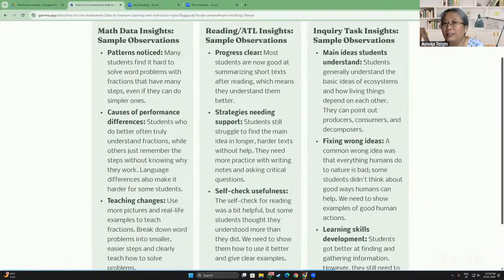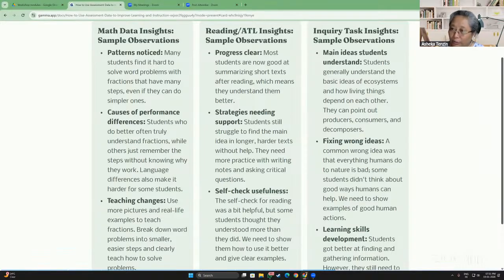Okay. The second one was on reading. It is very clear from the progress that students are good at summarizing short texts after reading, which means that they understand the text better. Okay. Now, what are the strategies needing to support? Students still struggle to find the main idea if the texts are longer or harder. So they need help at that time.